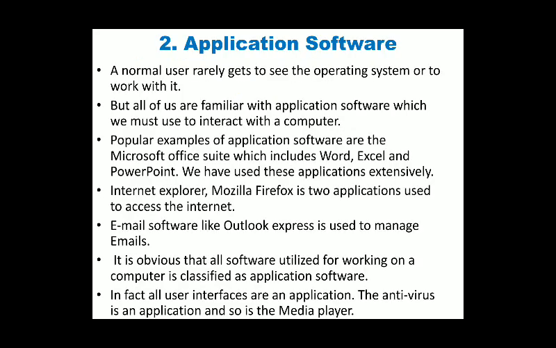After that, the second one is application software. A normal user rarely gets to see the operating system or work with it. Obviously, a normal user cannot see the software part because it is in the system. We cannot see the operating system, but we can feel that it is working in the computer because it takes input from the user and gives output to the user. So through that we come to know the operating system is there.